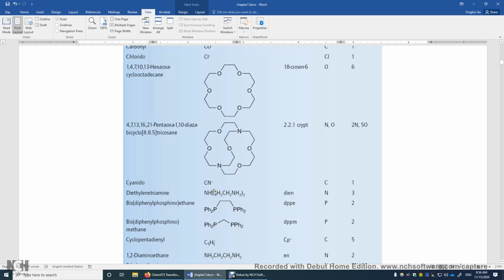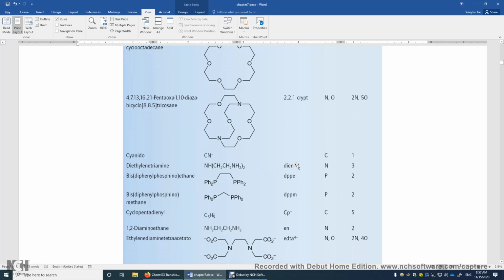Because you have two such CH2 functional groups, we call that diethylene. Triamine, because you have three amino groups. The three nitrogen atoms can form three bonds with the same transition metal. The abbreviation is dien. That means diethylene triamine.